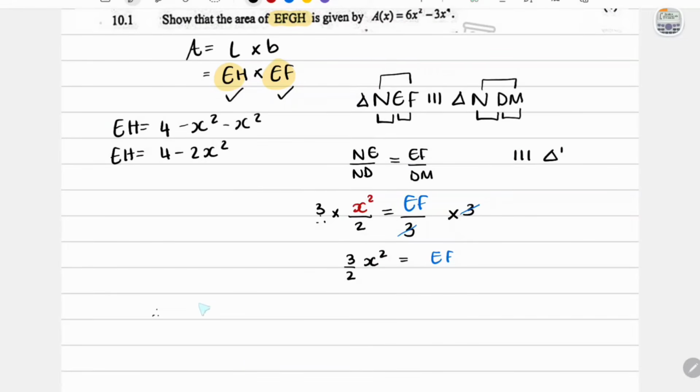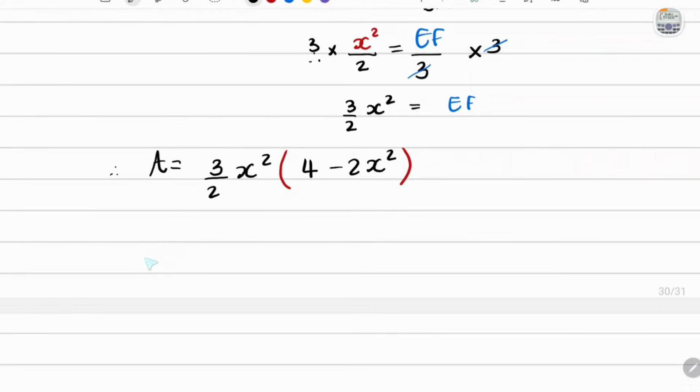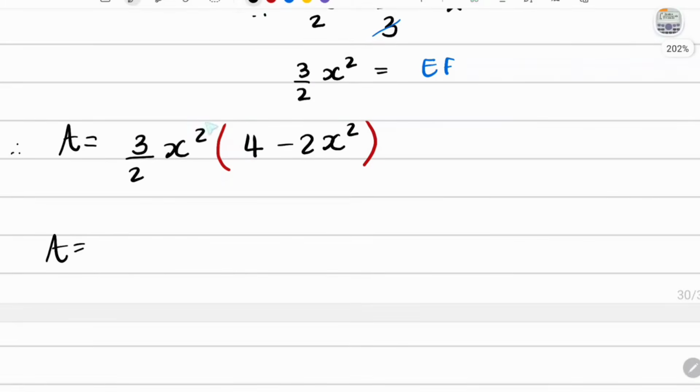So again, we're saying that the area is equal to EH, which we know is that, times EF, which we know is that. Because this is one term, I'll write it first. That's x squared being multiplied by something that has 2 terms. So you need to use brackets so that it can multiply into both terms. So that's 4 minus 2x squared. Okay. Then we have A is equal to, we're going to multiply.